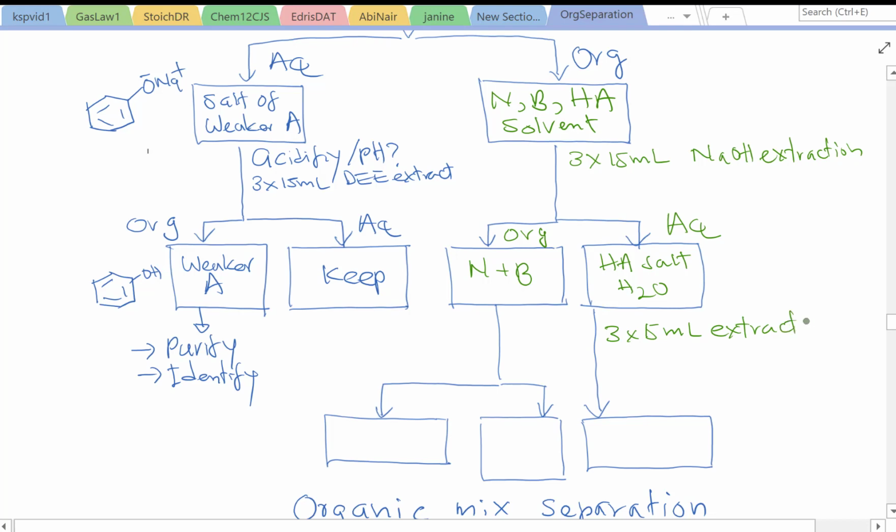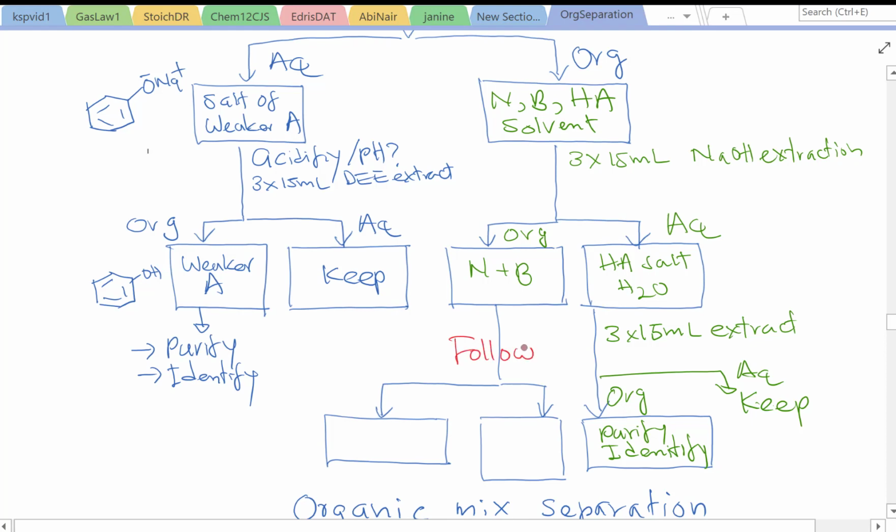Actually here, because it's the salt, we need to acidify first, right? We need to convert that into the organic acid first. So acidify, and then check the pH, 3 times 15 milliliter extraction, separate the aqueous, keep the aqueous, get the OG, and then purify, identify: melting point, boiling point, refractive index, right? Okay, we look at the other one.